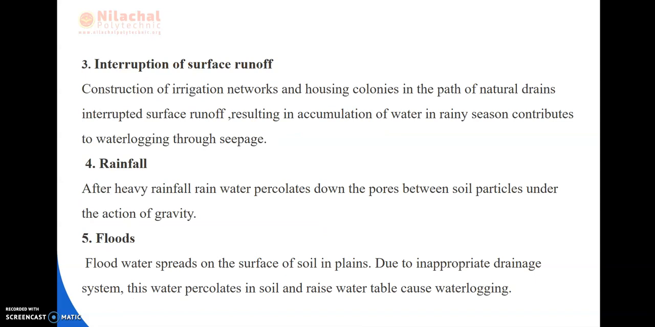So next, that is interruption of the surface runoff. Construction of the irrigation network and housing colonies in the path of the natural drains interrupted surface runoff, resulting in accumulation of water in rainy season, which contributes to the waterlogging through seepage. Next, that is rainfall. After heavy rainfall, the rainwater percolates down the pores between the soil particles under the action of gravity. Flood water spreads on the surface of the soil in plains. Due to the inappropriate drainage system, this water percolates in the soil and raises the water table, which causes the waterlogging.